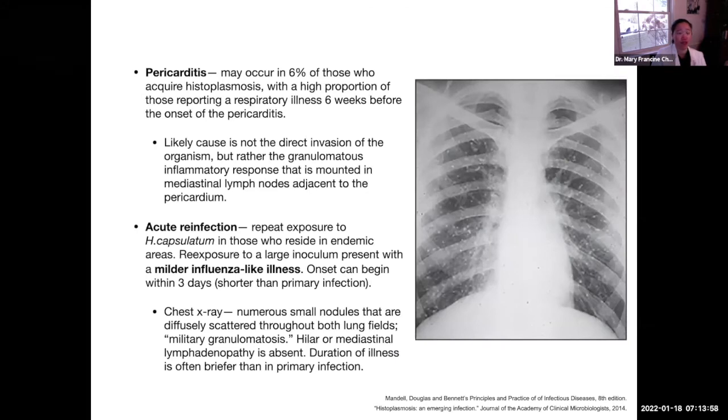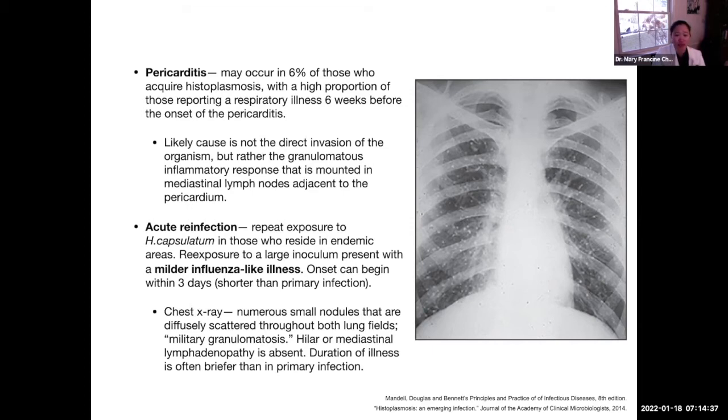In acute infections, you can also have pericarditis, but it only occurs in about 6% of those who acquire histoplasmosis. And those will usually have a high proportion reporting a respiratory illness 6 weeks before the onset of pericarditis. And it's really not caused by the direct invasion of the organism itself, but by the granulomatous inflammatory response that is mounted against the fungus in your mediastinal lymph nodes adjacent to the pericardium.